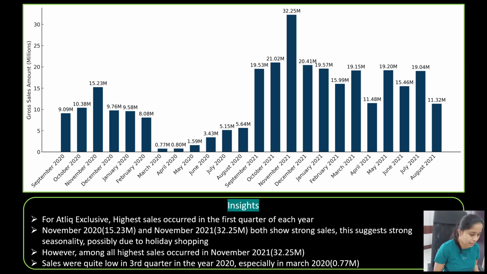So this is the bar chart of the monthly gross sales amount. For AtliQ Exclusive, high sales occurred in the first quarter of each year, which is September to November, and November 2020, which is 15.2 million, and November 2021, which is 32.2 million, both saw strong sales. So this has a strong seasonality, possibly due to shopping.